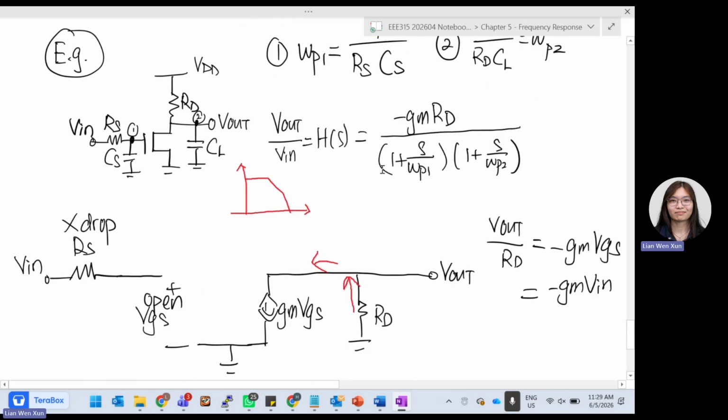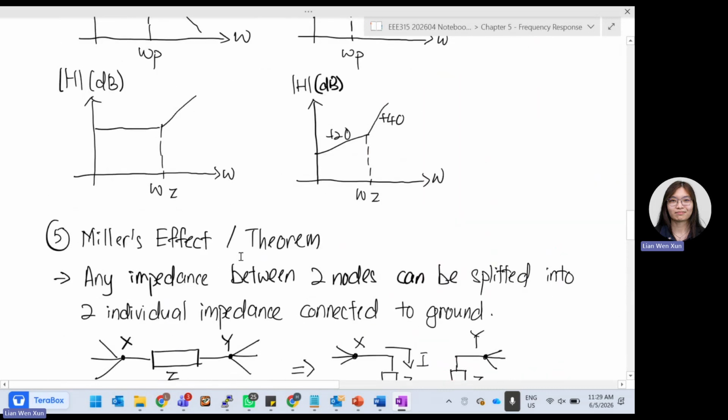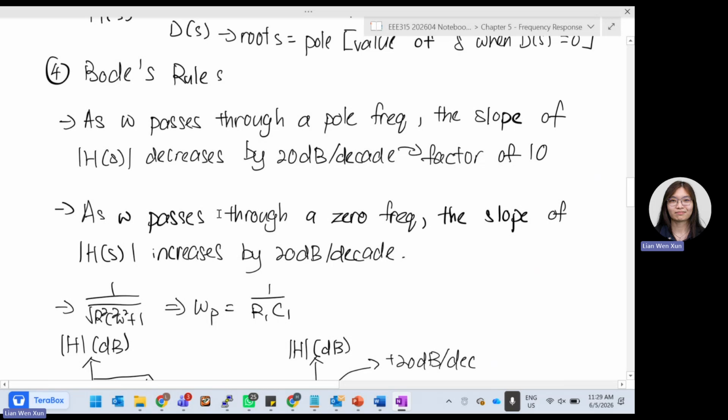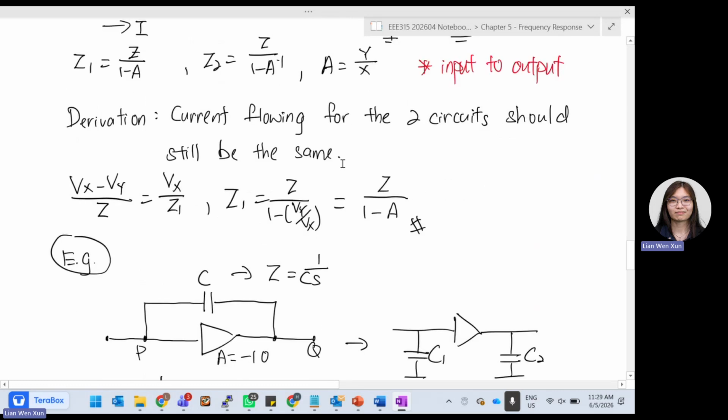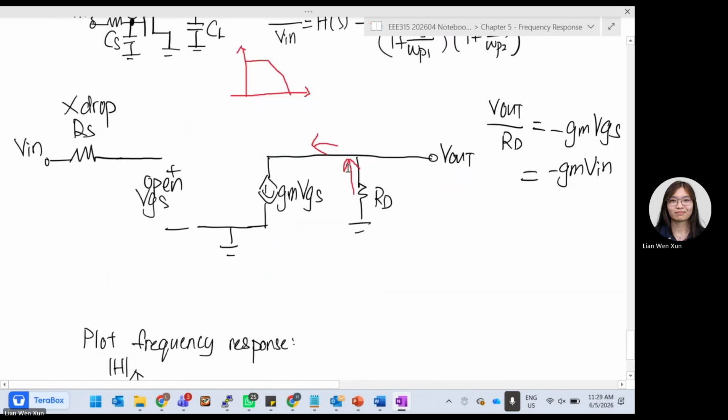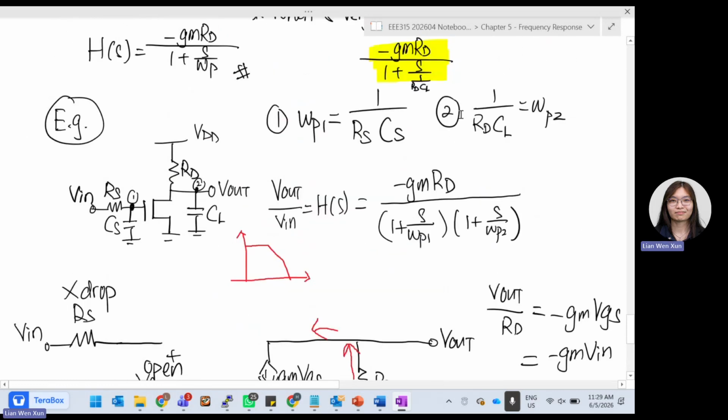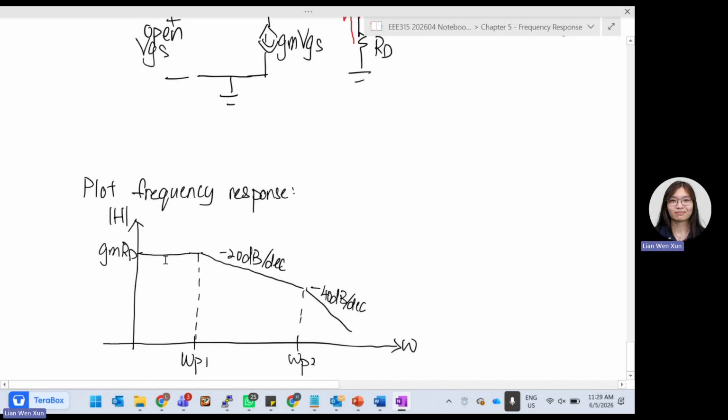Then we can start to draw the Bode plot. Okay, in the last class we said that for the Bode plot, if we meet a pole, passing through the pole frequency, the slope will decrease by negative 20 dB per decade. So now we got two poles. We got one pole, two poles now. We got two ωP.